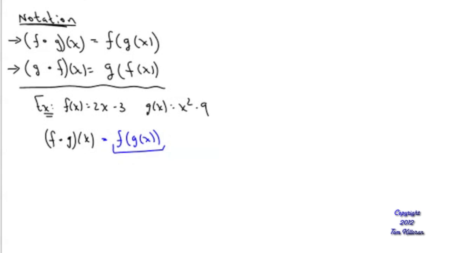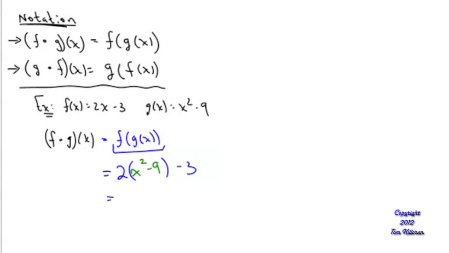So what function should I worry about first? F. I need to know what I'm plugging into. I know what I'm plugging in. I'm plugging in g of x. What I'm plugging into is f. So you go to your f function. What does f look like? Well, it's 2x minus 3. If I'm plugging into it, it's going to become 2 times something minus 3. What's the something? x squared minus 9. So that goes in here. And then all you have to do is simplify.